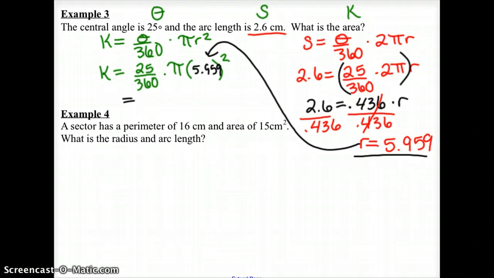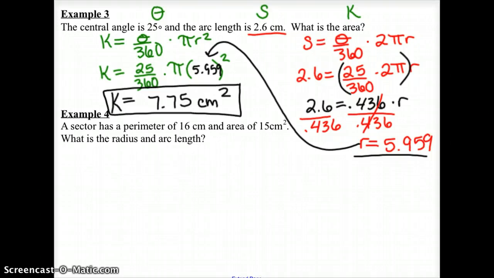So multiplying together 25 over 360 times pi times the radius squared, I get 7.75, and it's an area, so I'm going to label it centimeters squared. And now I have the area I was looking for.